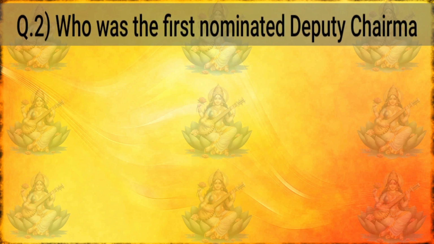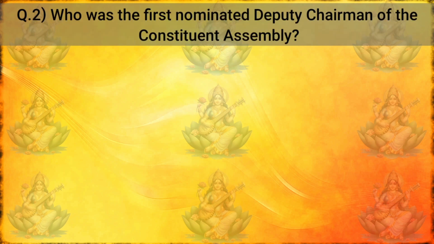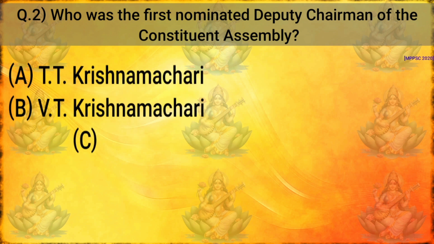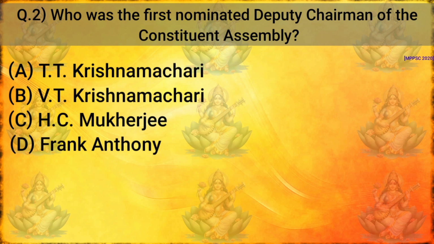The next question is, who was the first nominated deputy chairman of the Constituent Assembly? The given options are A. T.T. Krishnamachari, B. V.T. Krishnamachari, C. H.C. Mukherjee or D. Frank Anthony. This is also a very important question friends, comes in many competitive exams. You should know this. The correct answer is option D. Frank Anthony.